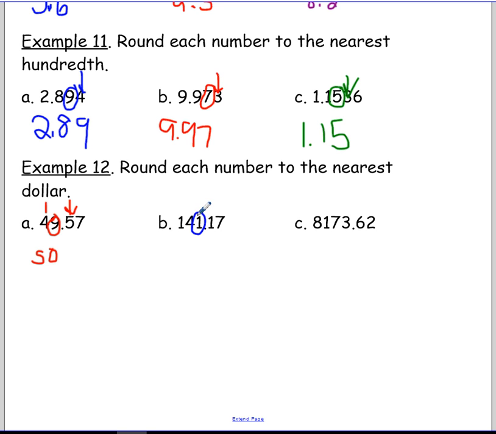141.17. So again, the 1 is in our dollar spot, and there's also a 1 in our 10th spot that tells us to keep the 1 alone. So keep this 1 and drop the cents, so $141.